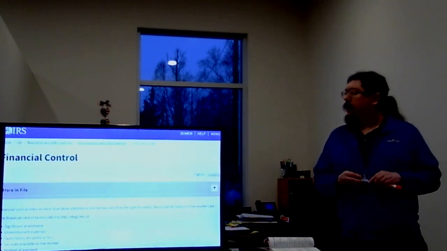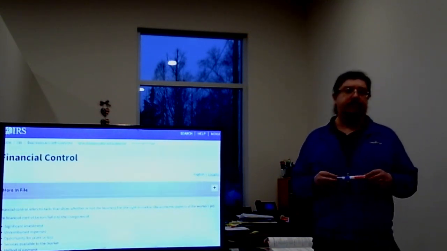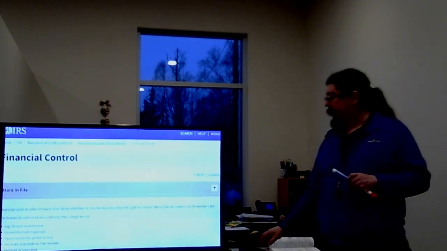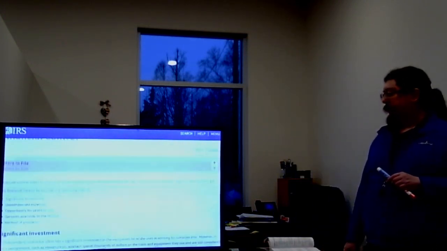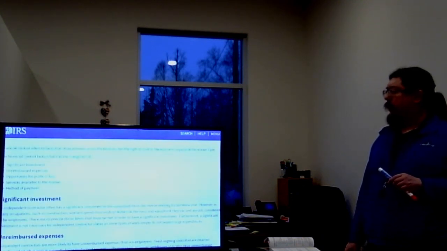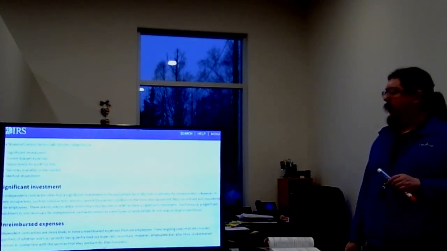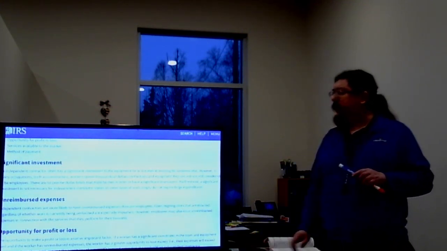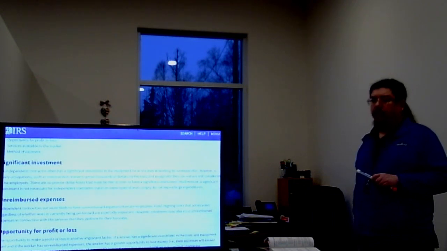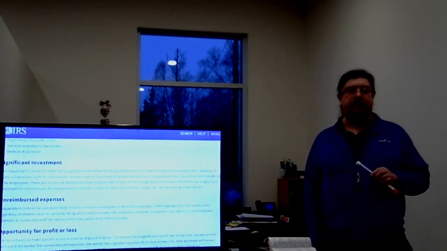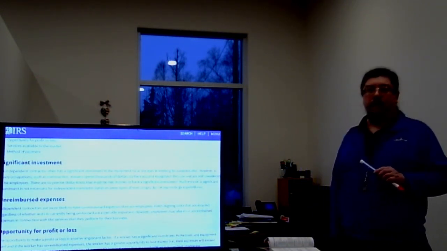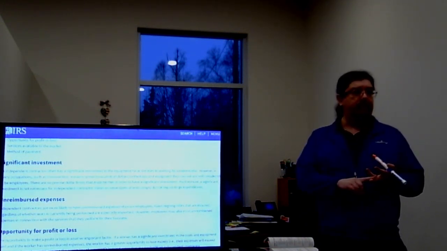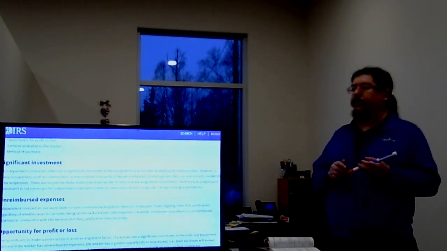Okay. The second category, again, this is to help determine whether someone is an employee or a contractor, is financial control. And financial control involves these subcategories. The first one being significant investment. Many lines of business or lines of work require some investment, whether it be training or buying tools or buying equipment, things like that.